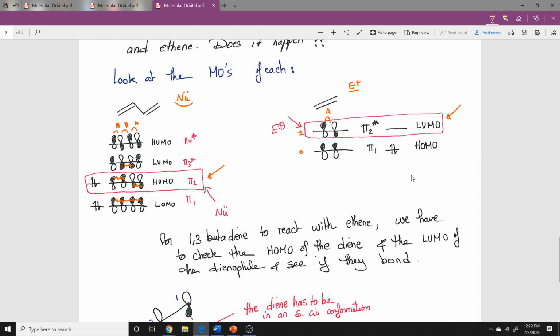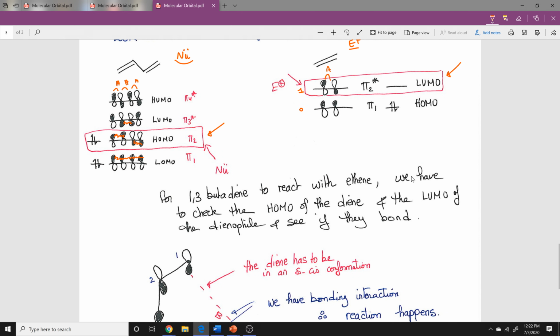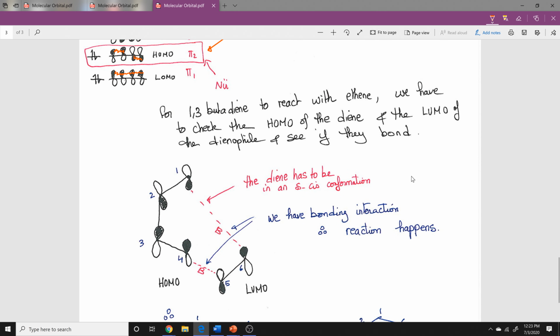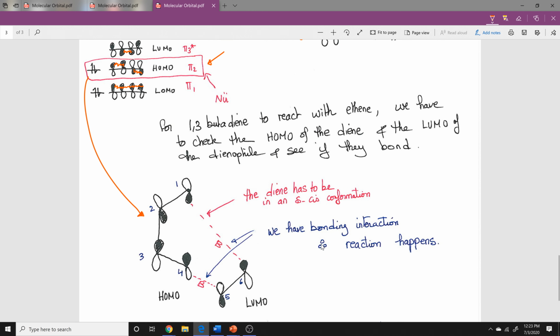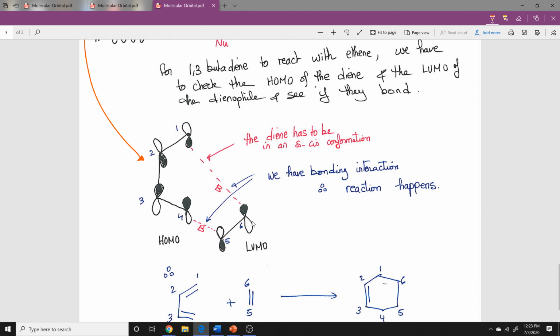So now the question is, does 1,3-butadiene react with ethene? As I said, we're going to take the highest occupied molecular orbital. So all I did is I took the highest occupied molecular orbital of the 1,3-butadiene. I just drew it exactly as I have it up there. So just go ahead and draw it, okay? And then take the lowest unoccupied molecular orbital of the ethene, and that is it. And now see if the reaction is going to happen.